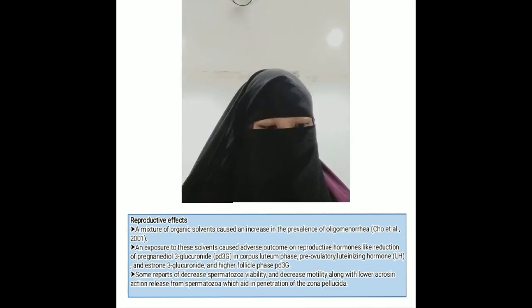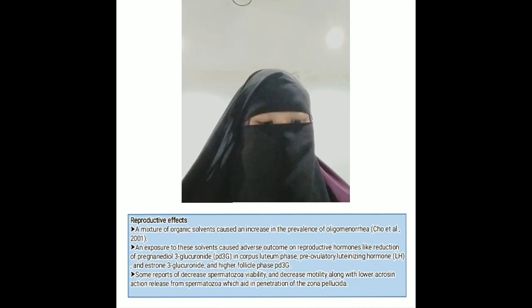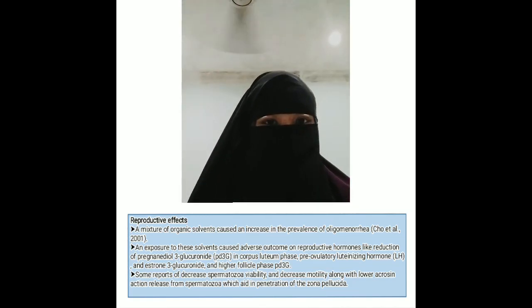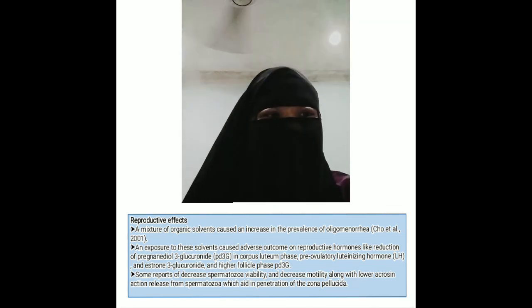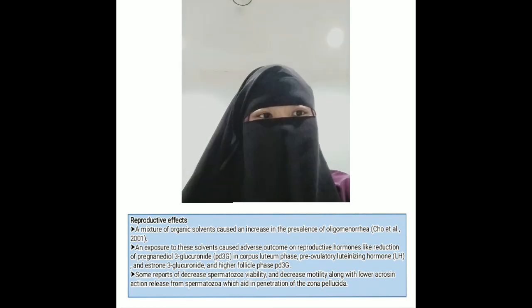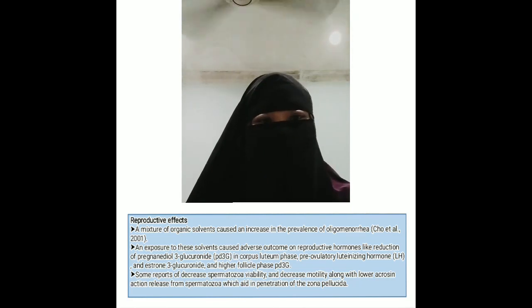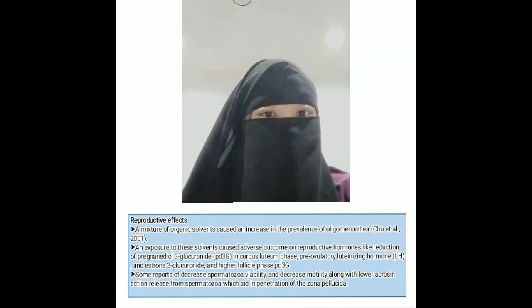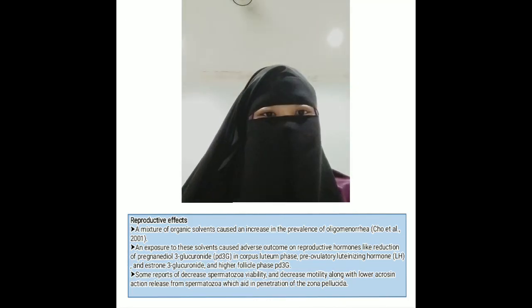So, oligomenorrhea is infrequent menstruation at intervals of more than 35 days without menstruating. And then, exposure to these solvents will cause adverse outcomes on reproductive hormones, like the reductions of pregnanediol 3-glucuronide in the corpus luteum phase, pre-ovulatory luteinizing hormone, and estrone 3-glucuronide and higher follicle phase PD3G.